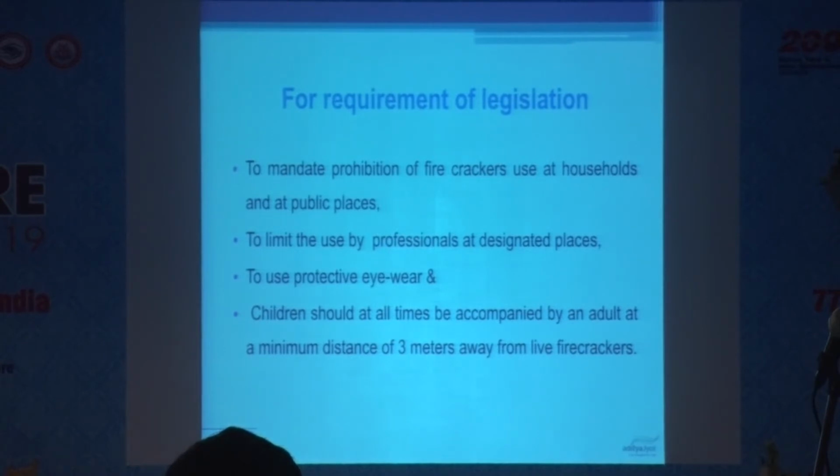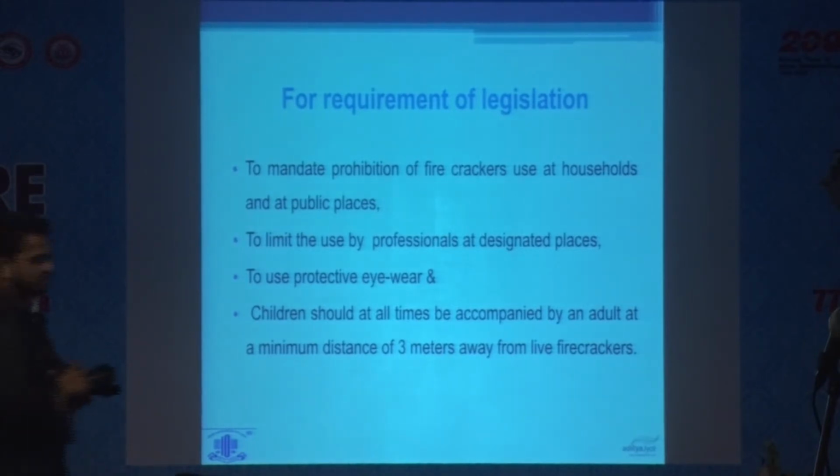So there is a requirement of legislation to mandate the provision of firecrackers used at households and public places, to limit the use to professionals and designated places like the US and probably even Singapore, and to use protective eyewear. Children should at all times be accompanied by an adult, at a minimum distance of 3 meters away from the firecrackers. Unfortunately, firecrackers are used in marriages also.